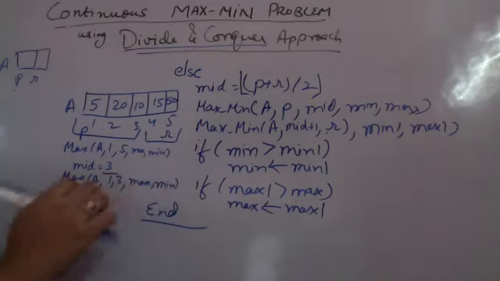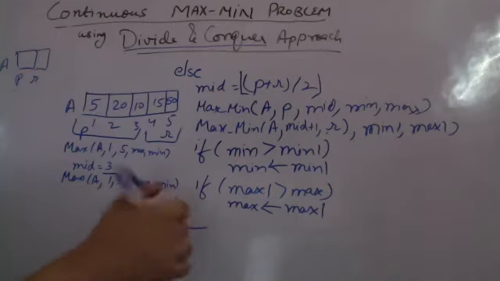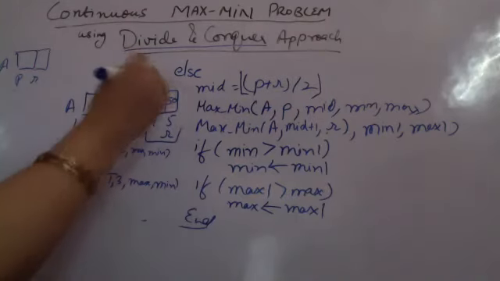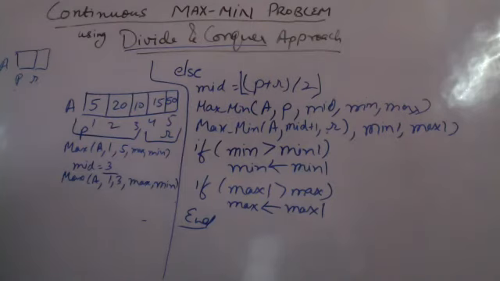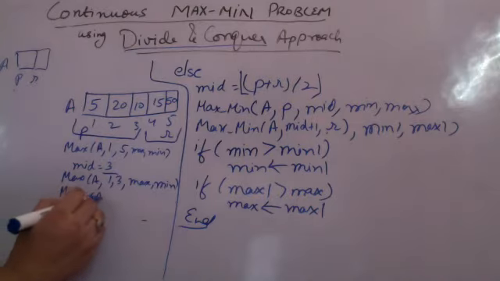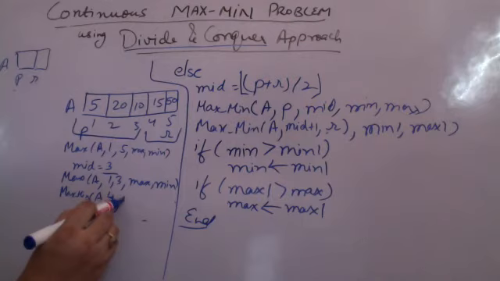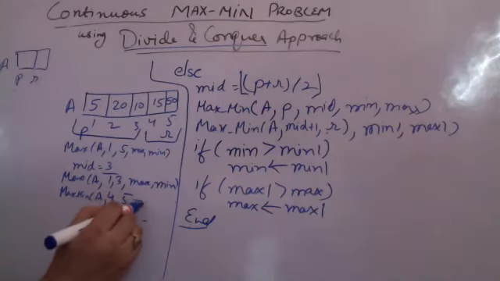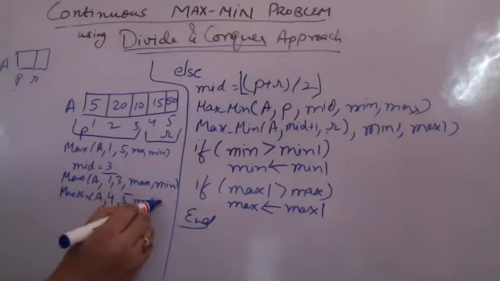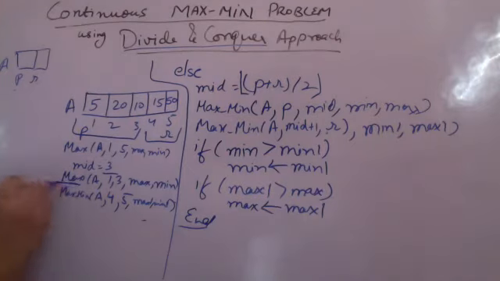They are separate temporary variables and not the same. And I am again calling max min for A, which is running from mid plus 1, which is 4, till R, which is again 5, and I am having max 1 and min 1. पहले हम इस कॉल में जाएंगे.